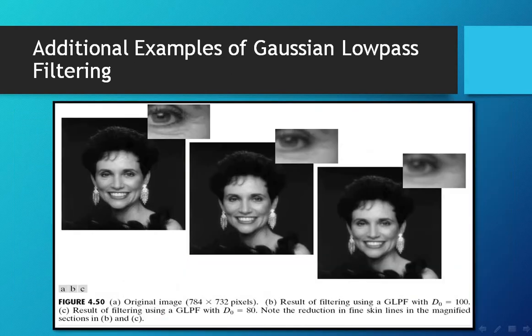Let's see another example of Gaussian low pass filter. There are 3 images. The first image is the original image. The second image is filtered using D0 equal to 100, and the third image is filtered using a Gaussian filter with D0 equal to 80. Note the reduction of fine skin lines in the magnified sections B and C, which are slightly blurred and less clear than the first image.